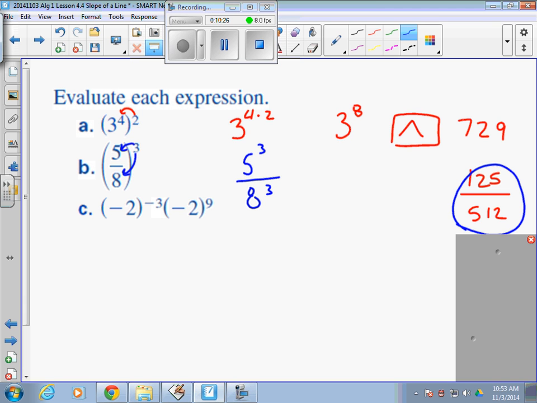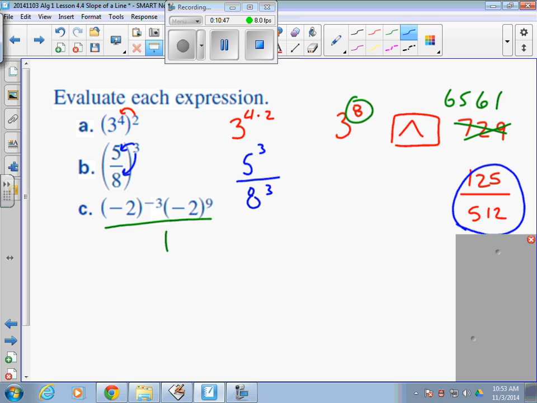I'm sorry, when I did it, I did 3 to the sixth power like a dummy. 3 to the eighth power, everybody, is 6,561. Then C is negative 2 to the negative third power. Remember, all of this right now is over the number 1.